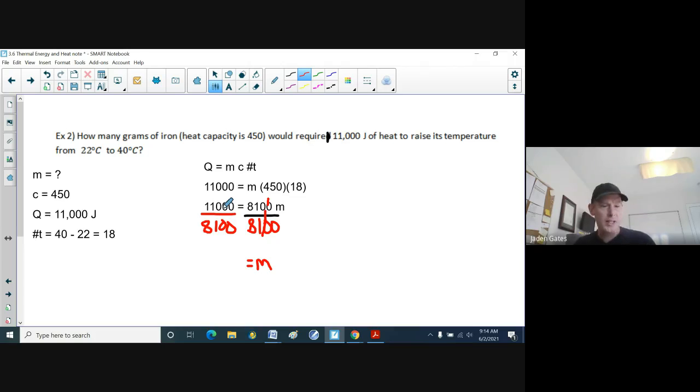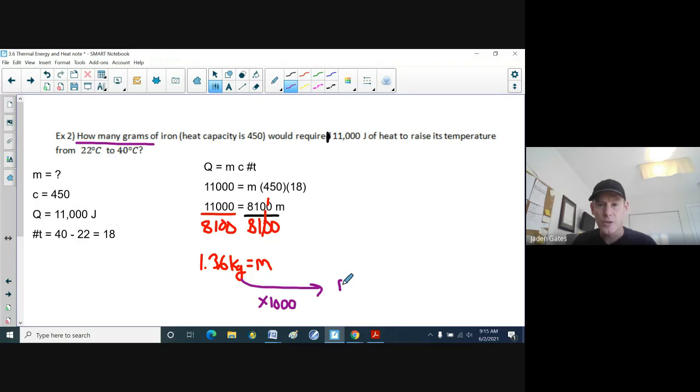When I take 11,000 and divide it by 8,100, I get 1.36 kilograms. But again, everything we do is in standard units here, but this question is saying how many grams? And so to get from kilograms to grams, because there are 1,000 grams in a kilogram, we're going to multiply by 1,000.